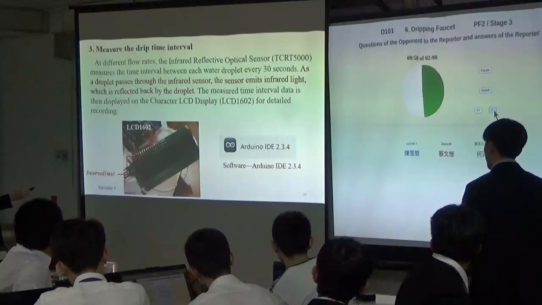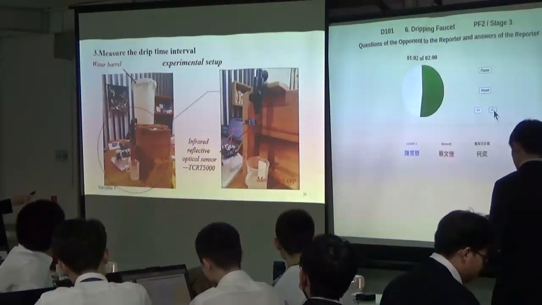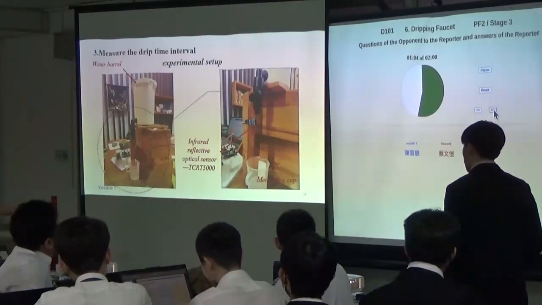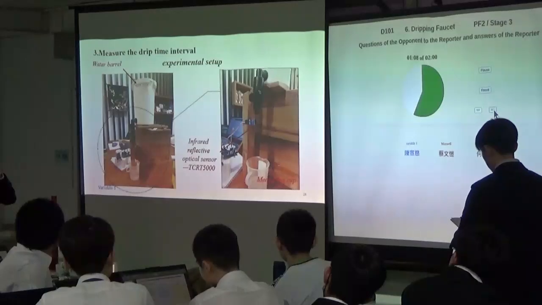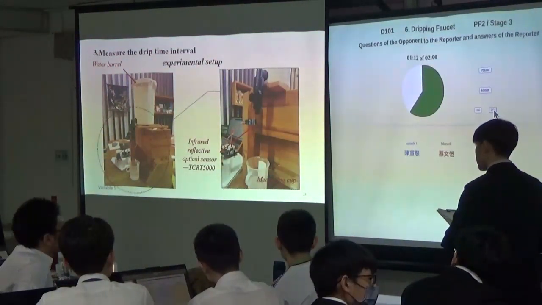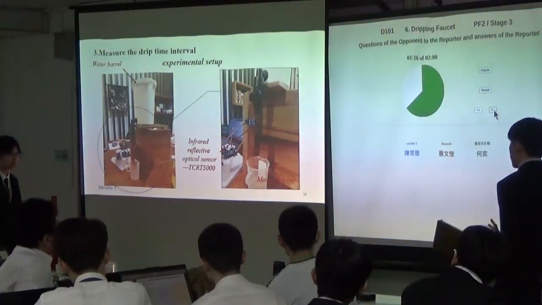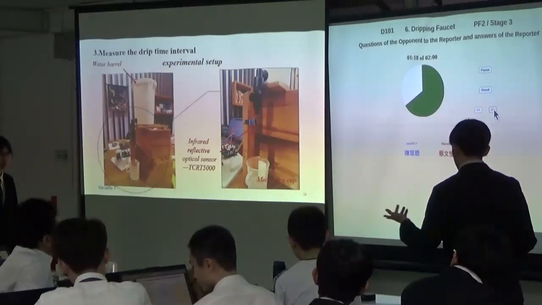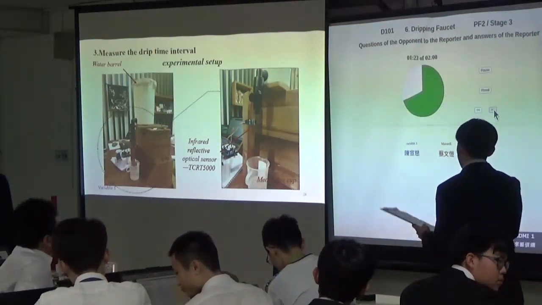So I want to ask, what is the maximum precision of your sensor? So how much data can it collect in a second, for example? You can collect over 100. Do you think that's enough? Yeah. Okay.